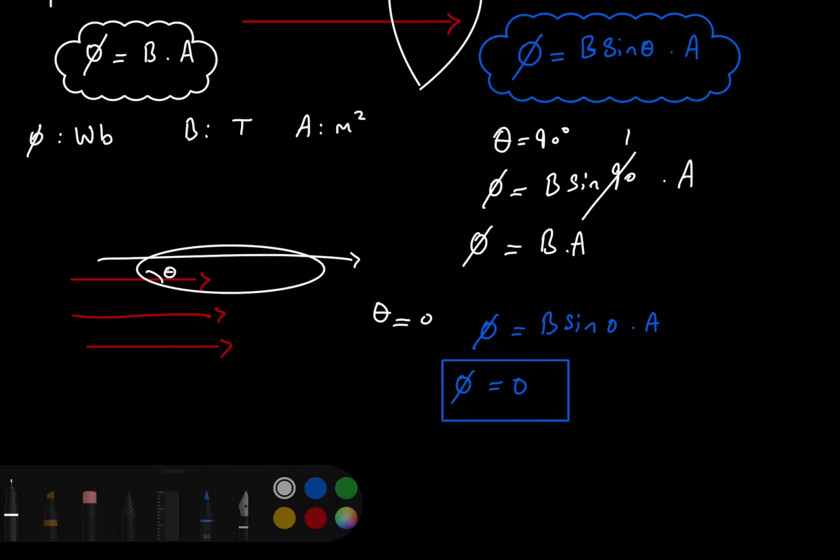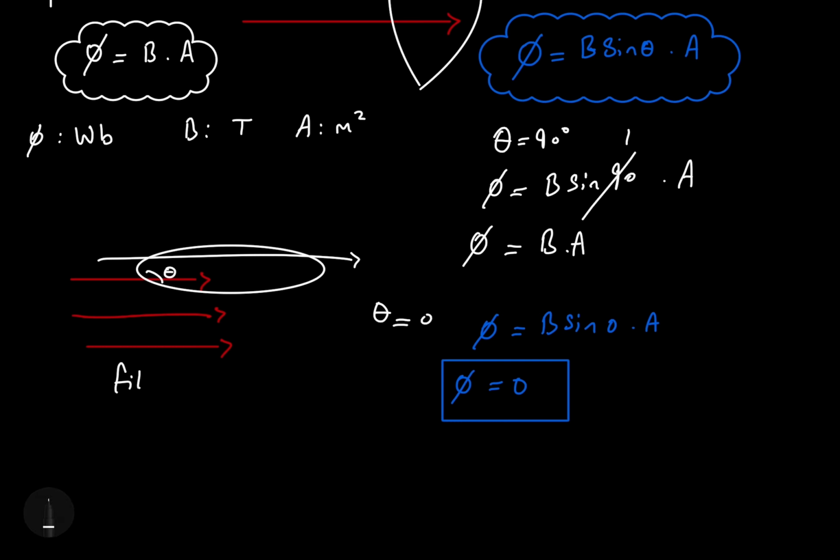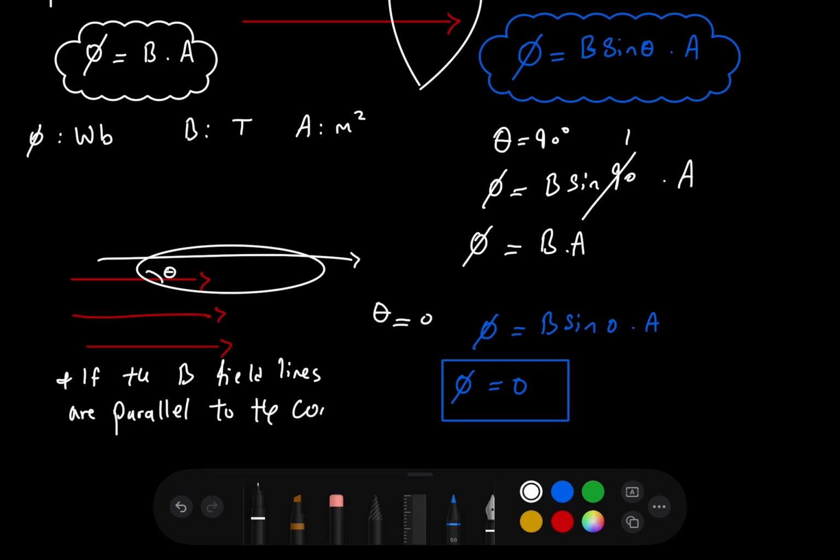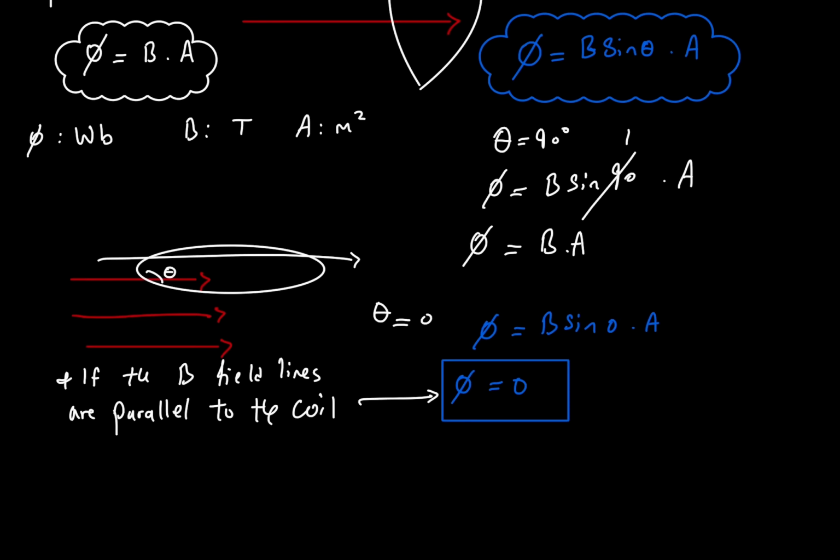So if the magnetic field lines are parallel to the coil, then we have no magnetic flux because no field lines are able to enter the coil. Now let's go ahead and do a problem.